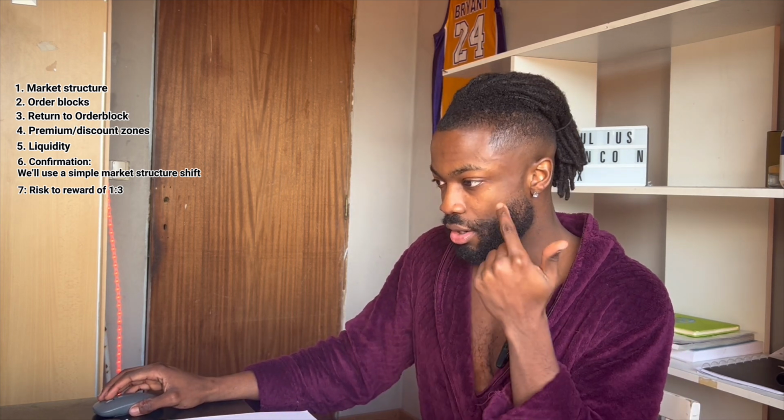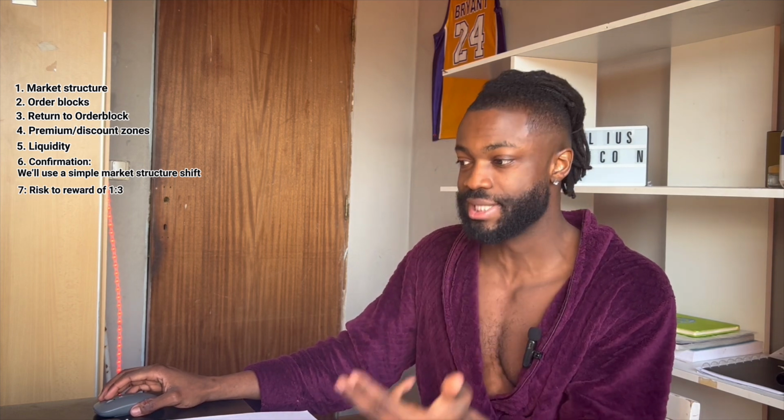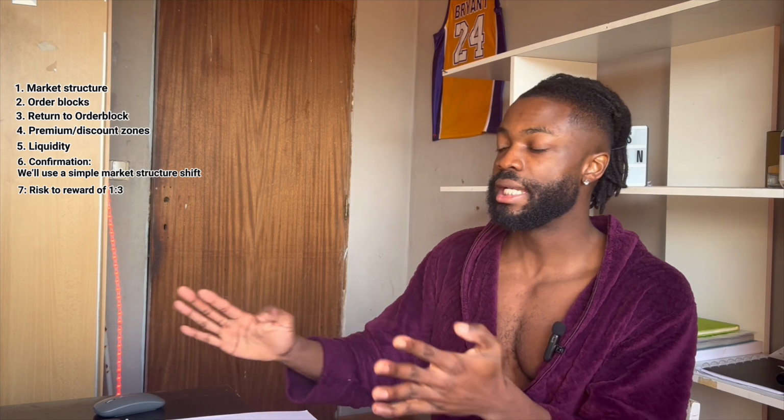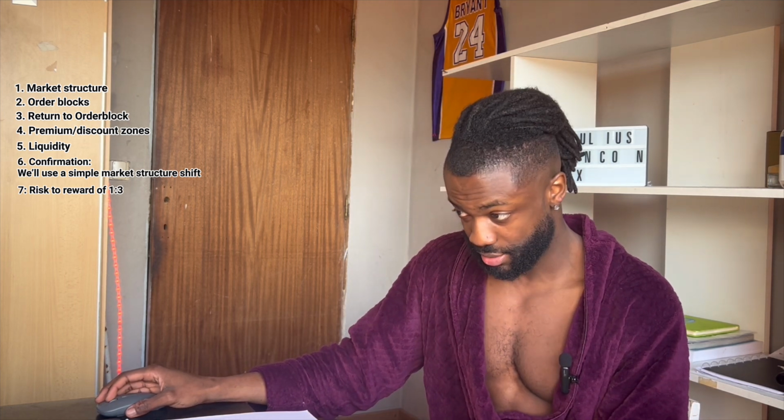Now the key points are market structure, order blocks. We want to make sure we buy in discount, sell in premium. And then we want to identify liquidity pools as to where the market might want to draw to next. And last but not least, risk management. So, very simple steps. All right, let's get into it.